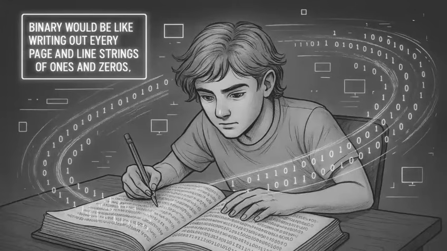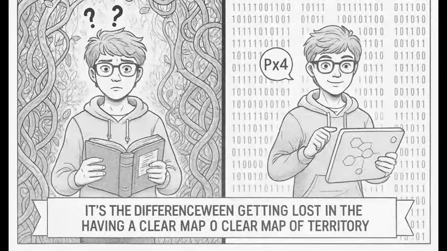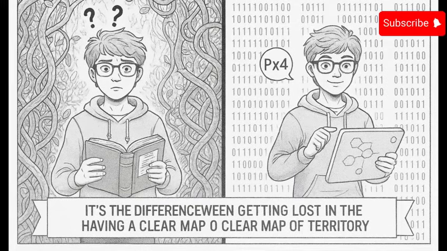Here's another way to look at it. Imagine you're editing a massive book with millions of words, but every word is stored by its page and line number. Binary would be like writing out every page and line in long strings of ones and zeros. Hex is like a clean, compact numbering system that lets you jump to the exact page and line instantly. It's the difference between getting lost in the weeds and having a clear map of the territory.